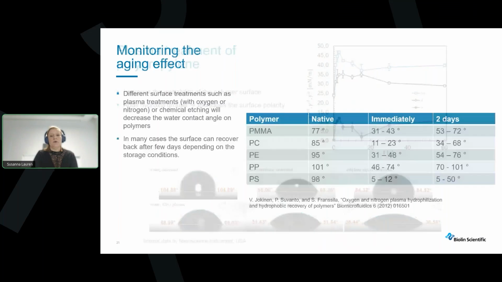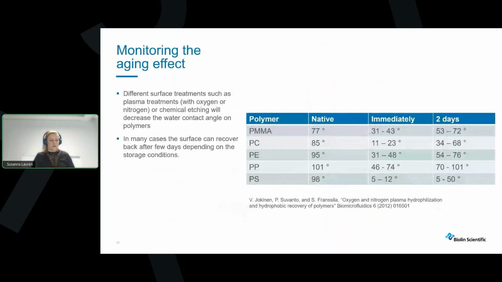One quite important thing to notice is that these, especially polymer surfaces, suffer from what is called an aging effect. And this is also something that is good to monitor when you are optimizing your plasma treatment process, because this will affect how quickly you should continue with your process step after the plasma treatment has been done.